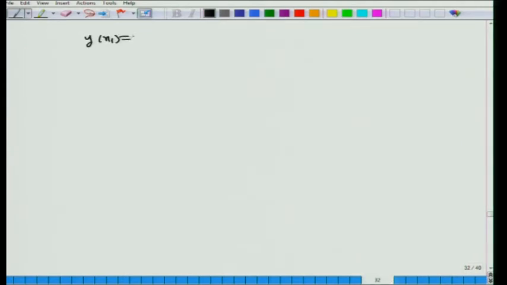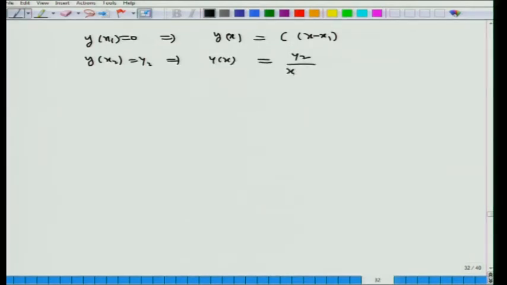Now y at x1 equal to 0 would imply that y of x must be some constant c times x minus x1, and y at x2 equal to y2 implies that y of x equals y2 over x2 minus x1 times x minus x1, as we had got earlier. And so, on this extremal p is y2 over x2 minus x1, which is positive.